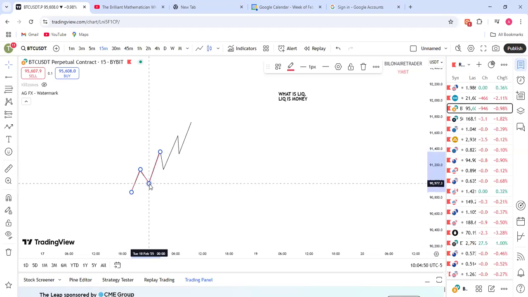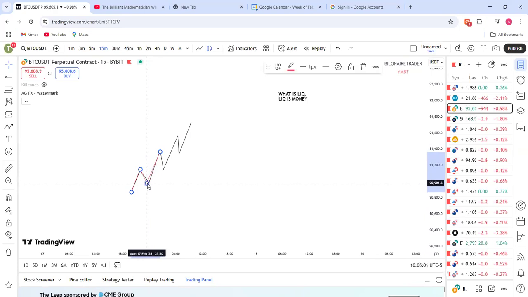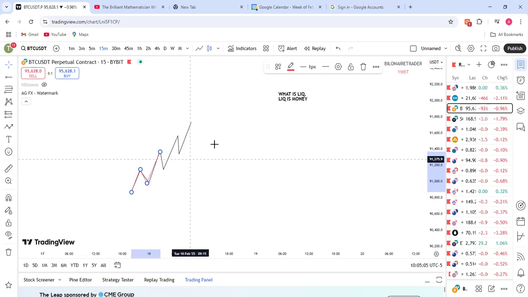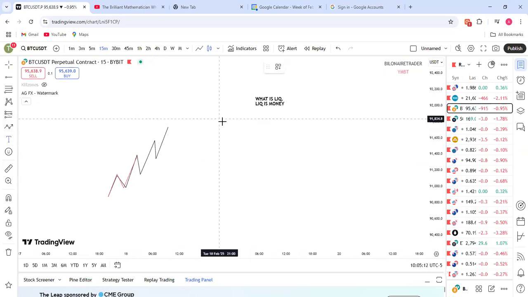So how do we begin to locate regions in the market where these liquidity, these buyers or sellers, are much more effective? That is what brings us to types of liquidity. To be able to understand this, we need to know the types of liquidity.